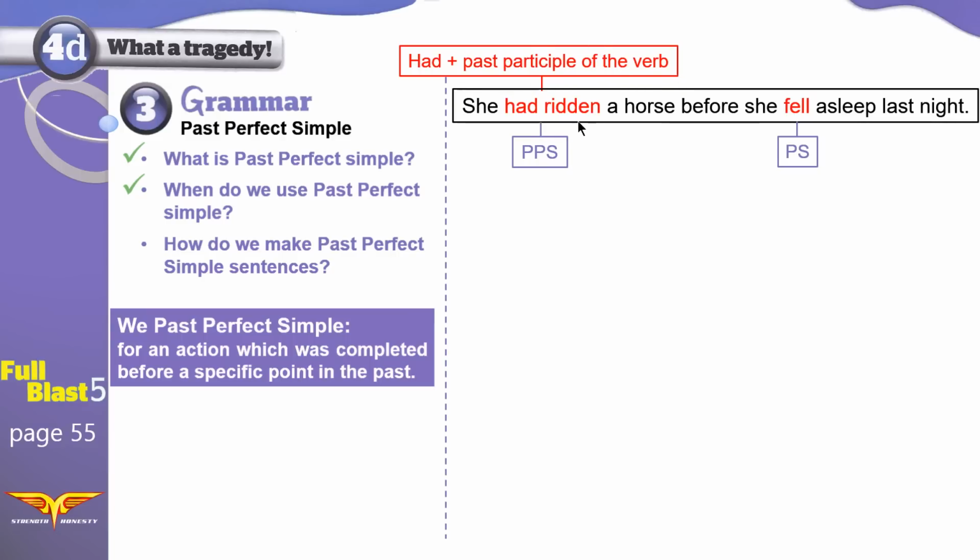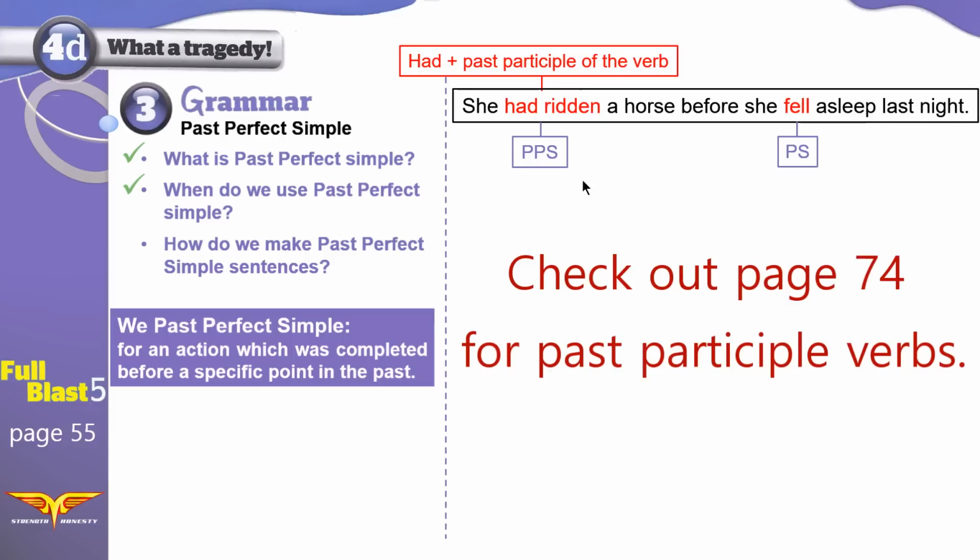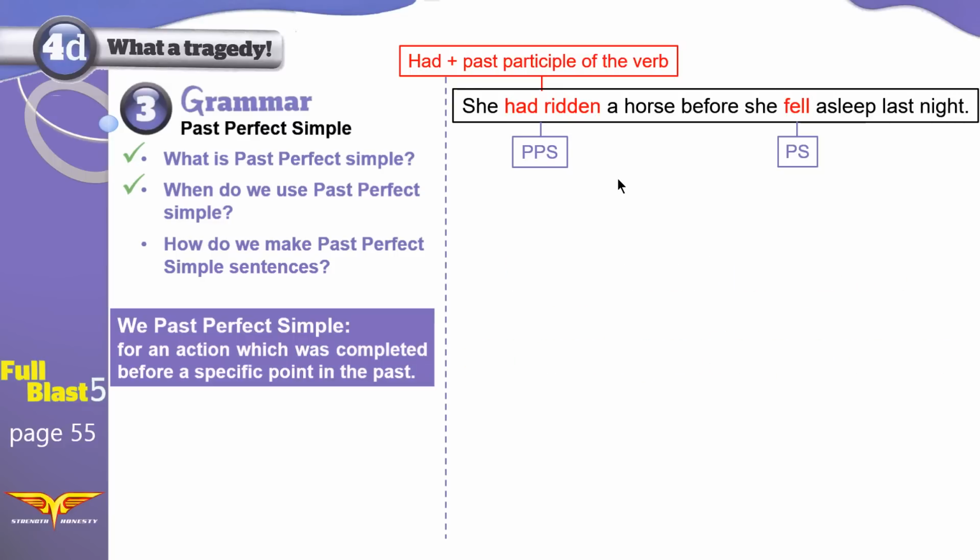Rode is the past form. Ridden is the past participle. If you are not sure about the past participle of the verb you need, then you need to check out page 74 in your book. Page 74, you will find a list of all irregular verbs you need to learn. You will find 3 columns, one for present, one for past, and one for past participle, like eat, ate, eaten, ride, rode, ridden.